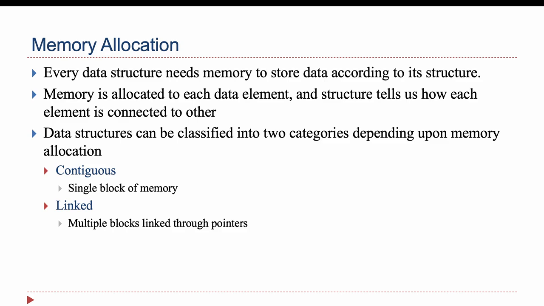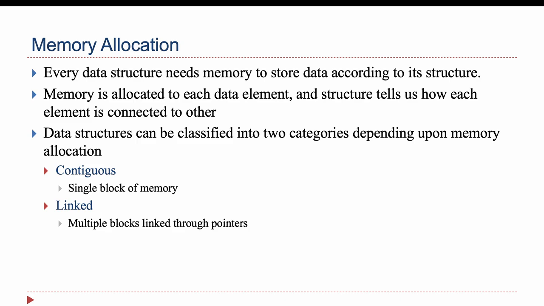Data structures are essential tools for organizing and manipulating data in computer programs. However, every data structure requires memory to store its data in a specific format. For example, a stack data structure may need to allocate memory for each element pushed onto the stack. In general, there are two categories of memory allocation methods used in data structures: contiguous and linked memory.